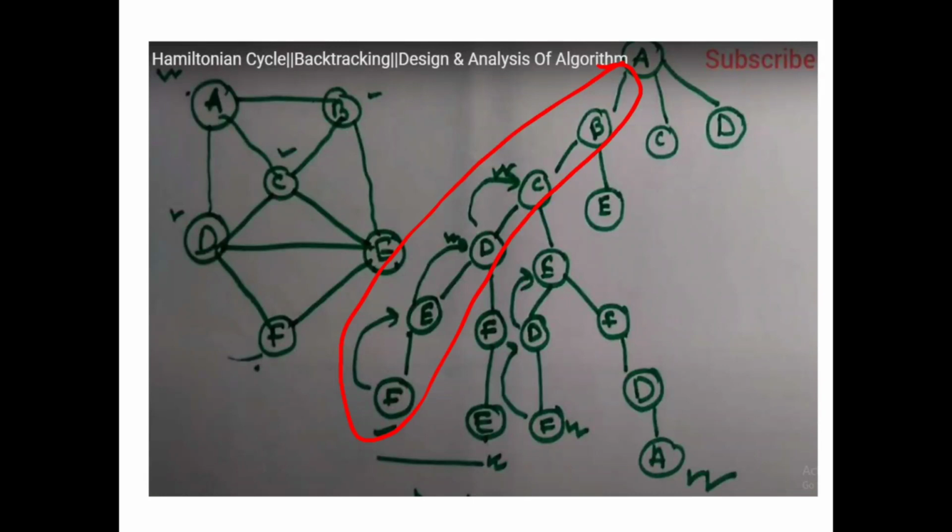After moving this one, we will change this one. From E, reaching A is not possible, that's why this case is also failed. Next, backtracking, from here to here we move to C.